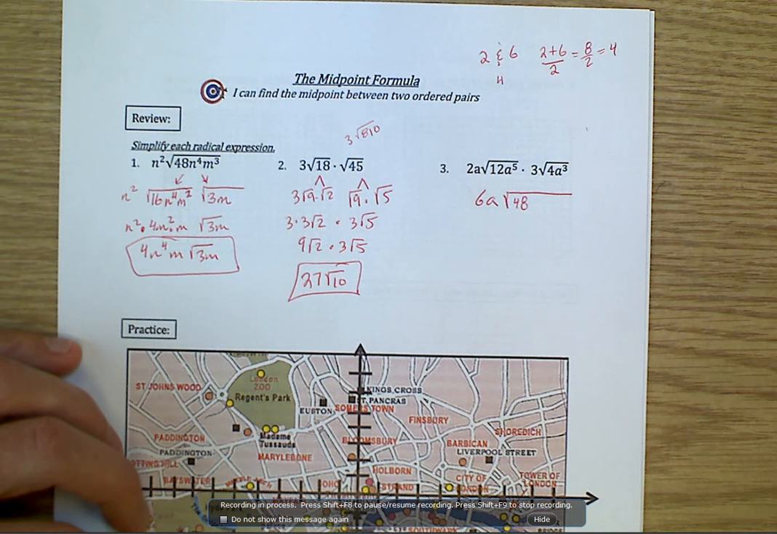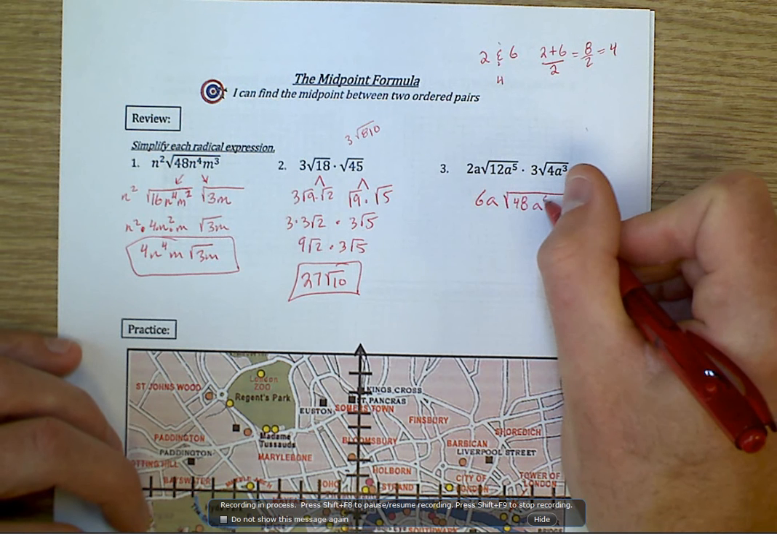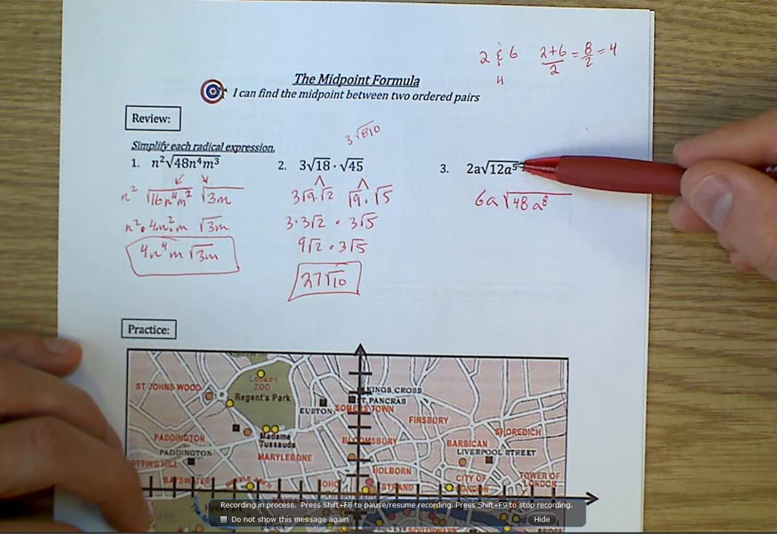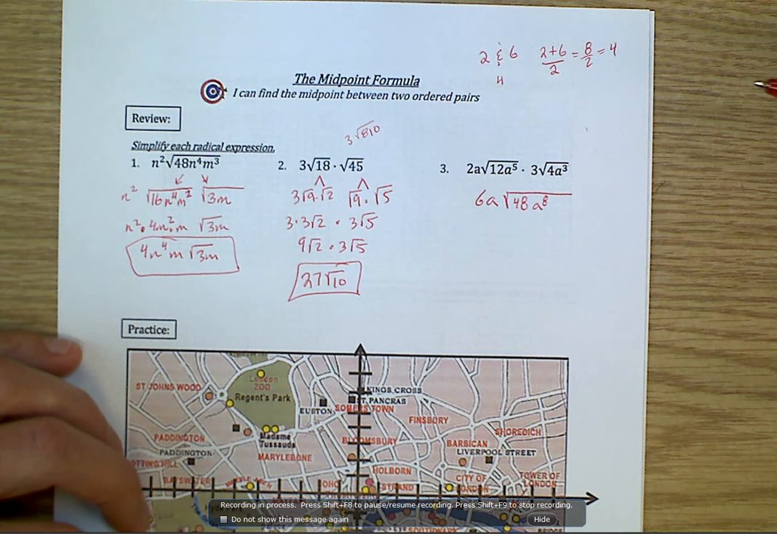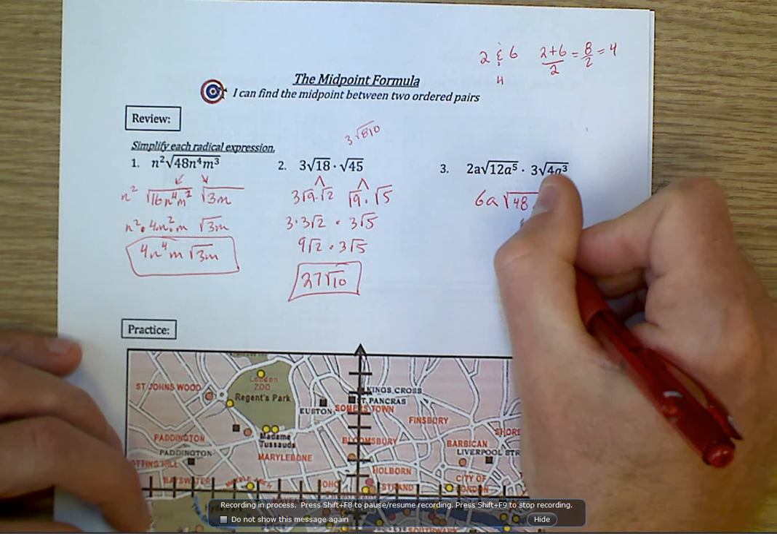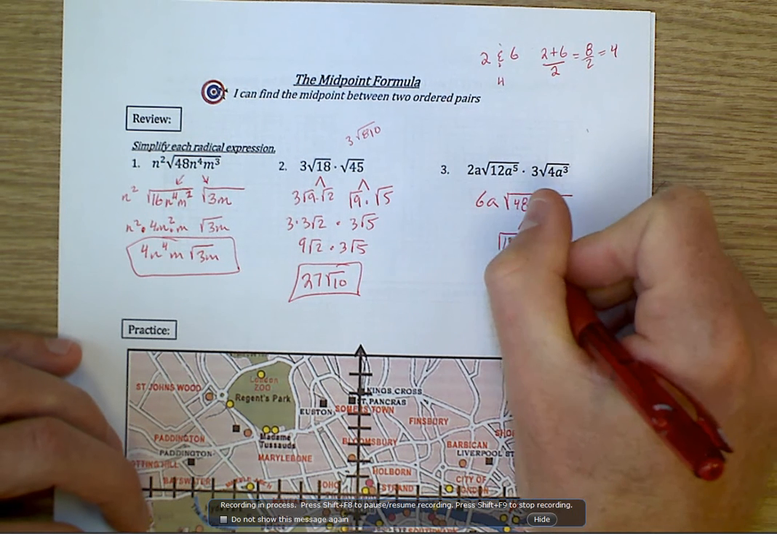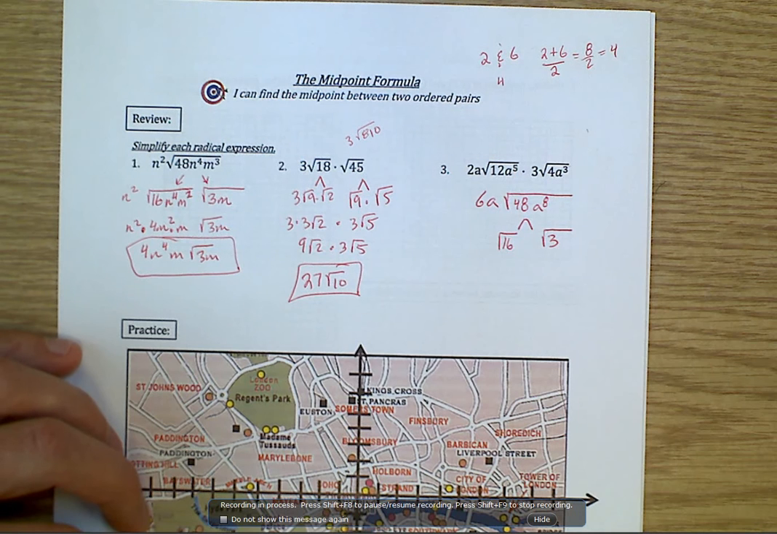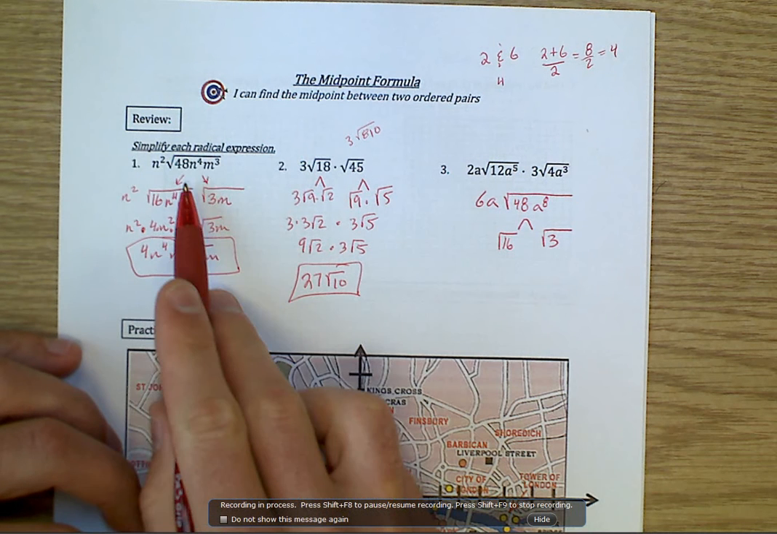A5 and A3 make A8, right? When you multiply exponents together, you add them. And then I'm going to break down this. So I know 16 and 3. 16 times 3 is 48. We just did a one with 48 in it over here.